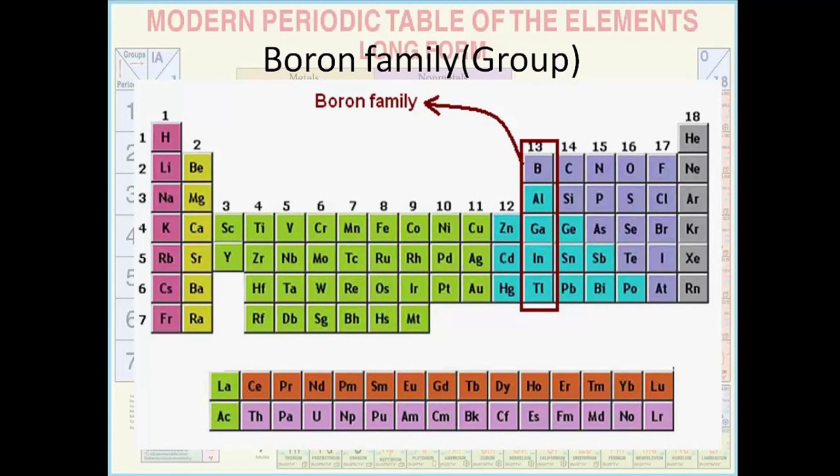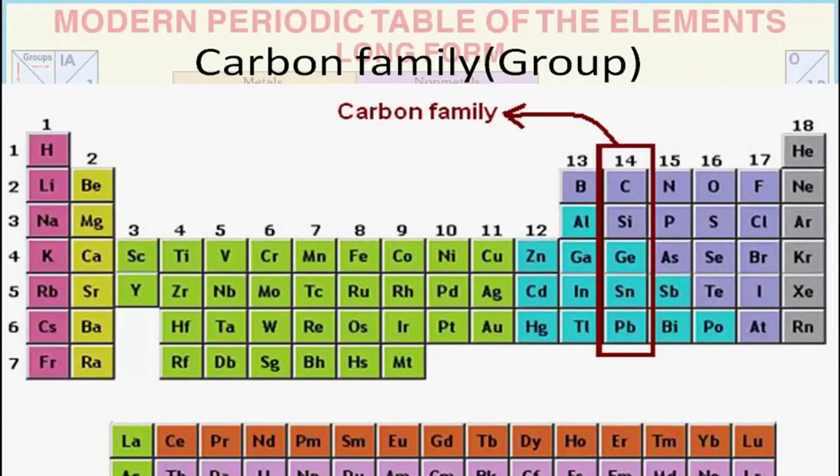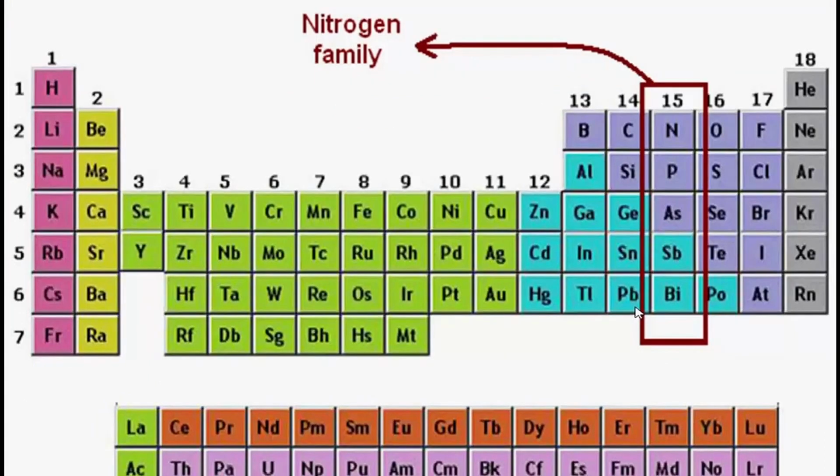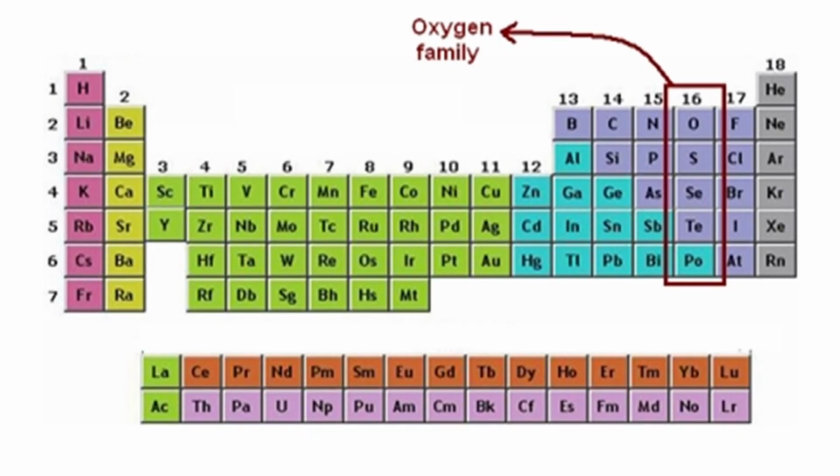When we see the next group, the 14th group, the name of the family is carbon family, because the first element is carbon. So the 14th group is called the carbon family. Then the 15th group is the nitrogen family, because the first member in this group is nitrogen. What's the next group? The 16th group. The name of the 16th group is the oxygen family. The first element in this group is oxygen. So the 16th group is called the oxygen family.